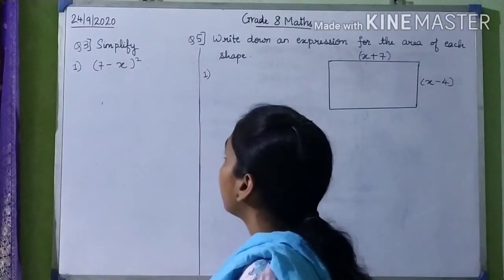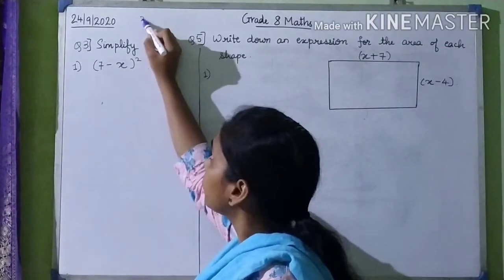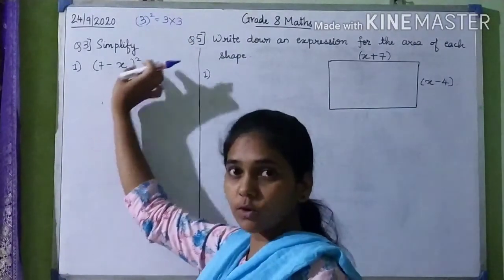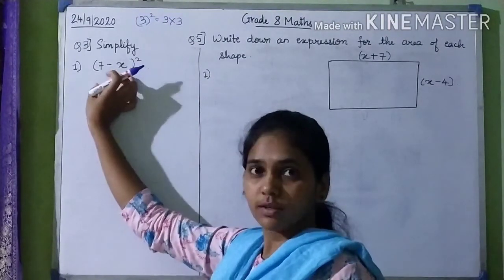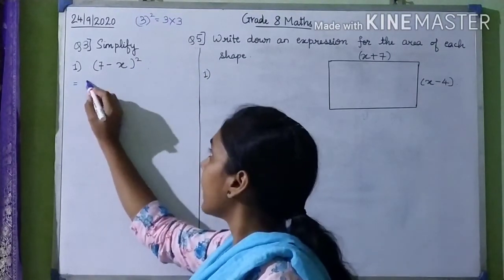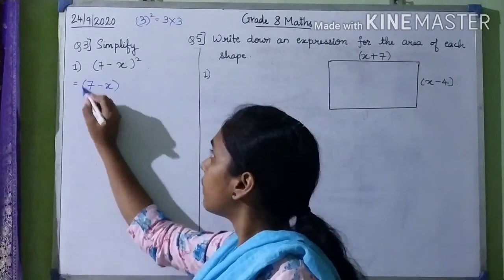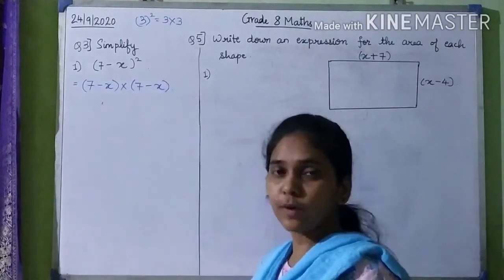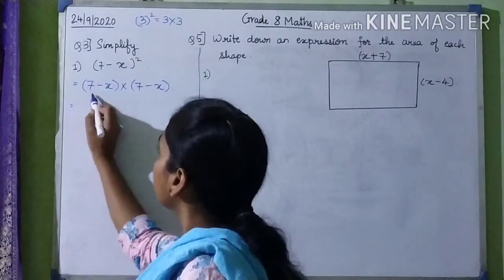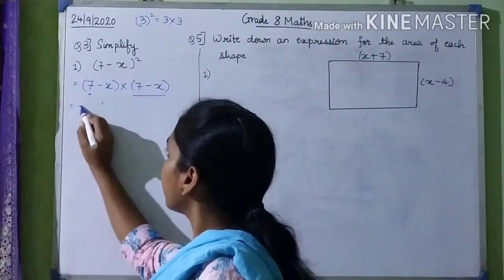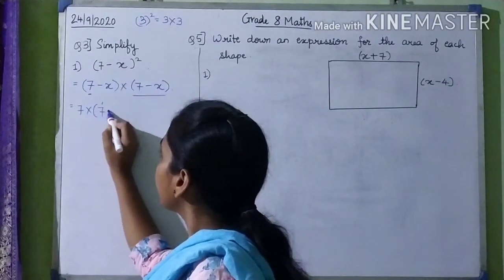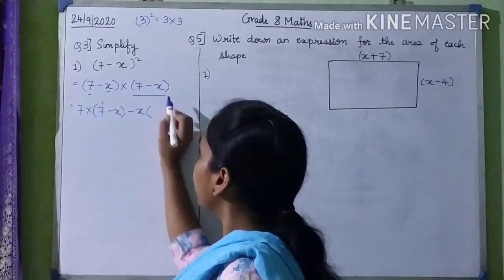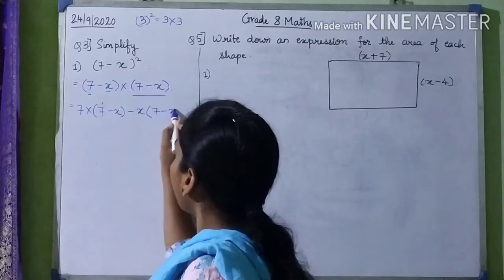Like we write 3 square as 3 multiplied by 3, we can write this square means this given expression multiplied to itself, right? So this can be written as 7 minus x multiplied to 7 minus x. Okay? So this is again the product of two expressions. So we will solve it. So first we multiply 7 to this whole second expression. 7 multiplied by whole 7 minus x, and this minus x again multiplied to the whole expression 7 minus x.